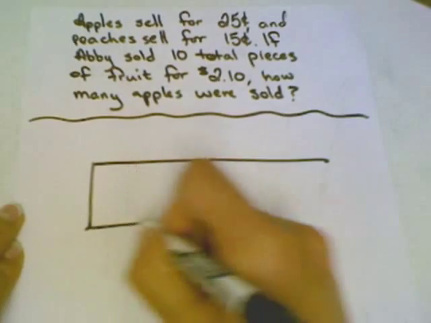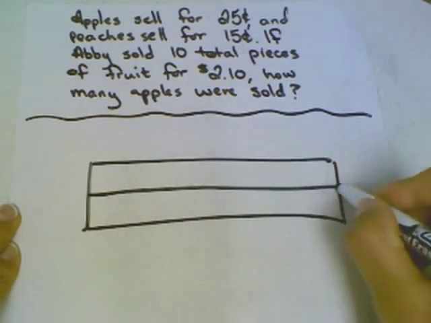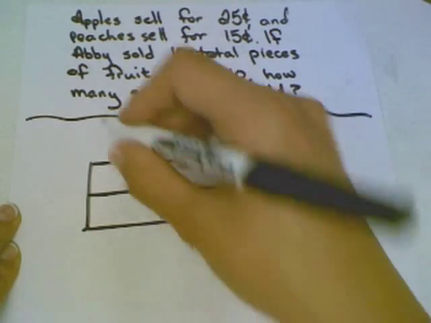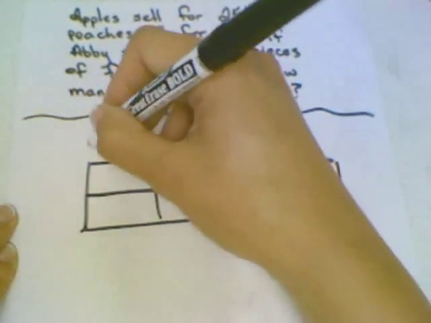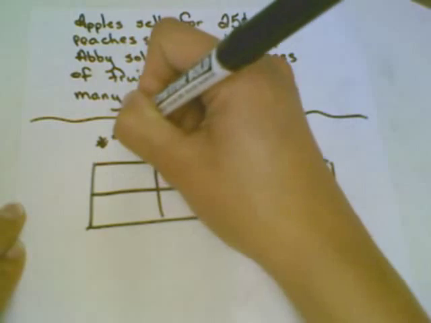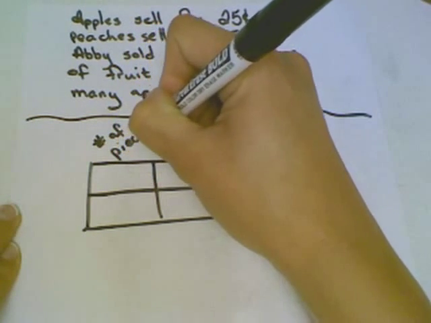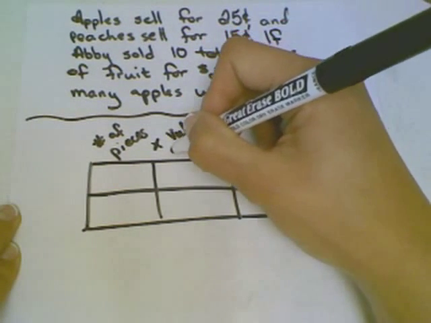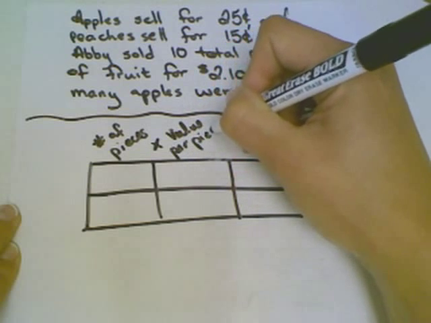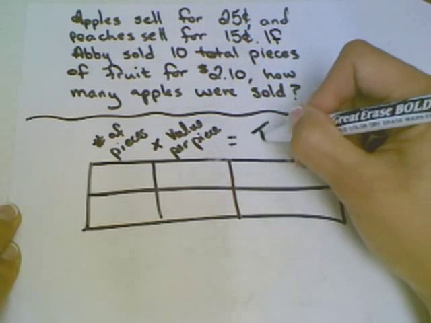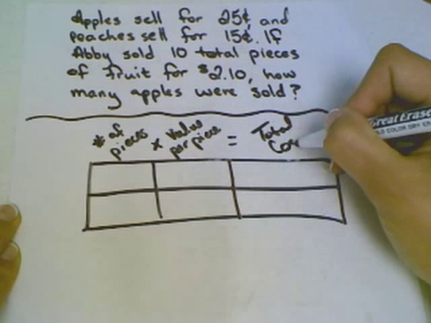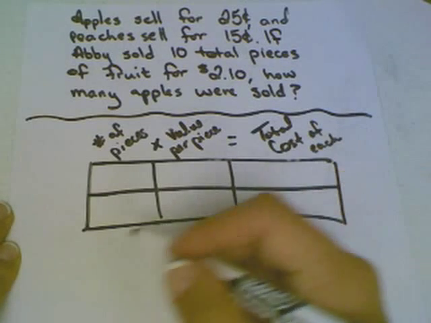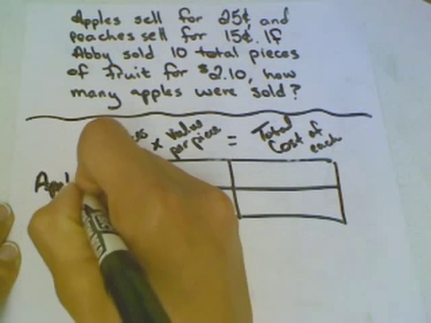The nice thing about all of these problems in this section, since they deal with cost or income or value, is that your chart's pretty much going to be exactly the same. For this example, we're dealing with fruit, so I'm going to start off with the number of pieces of fruit. And to that, I'm going to multiply that by the value per piece, or the cost per piece, you could think. And that's going to equal the total cost of each kind of fruit. The two fruits that I have in this problem are apples and peaches.